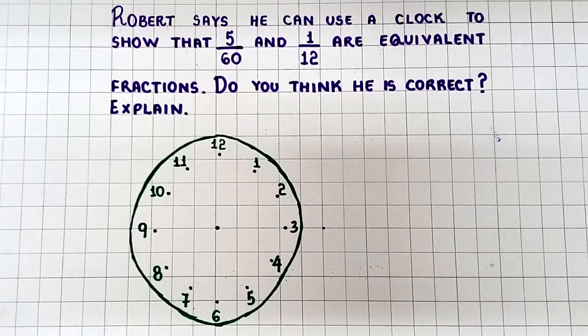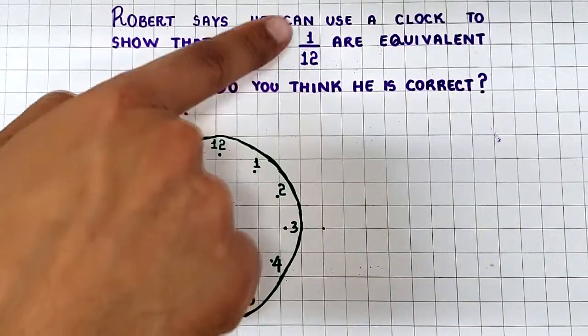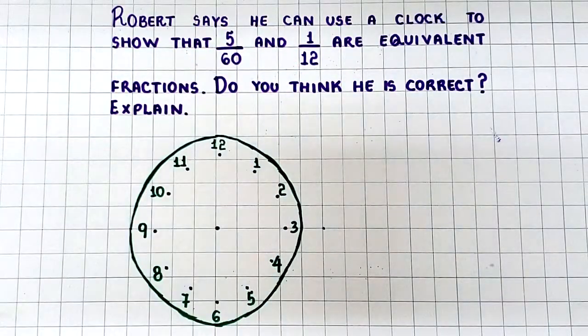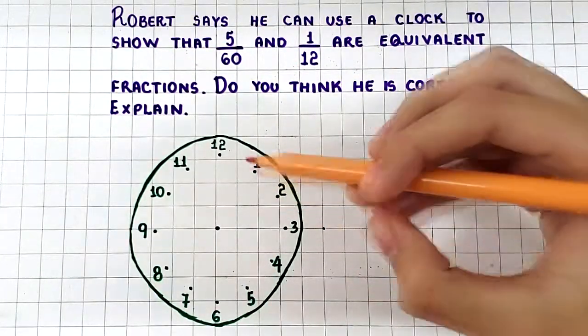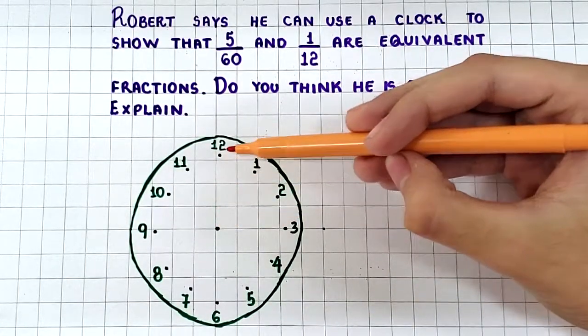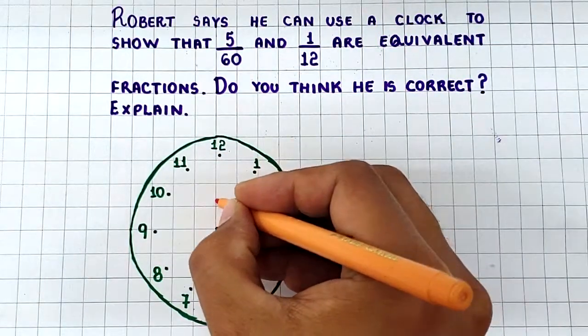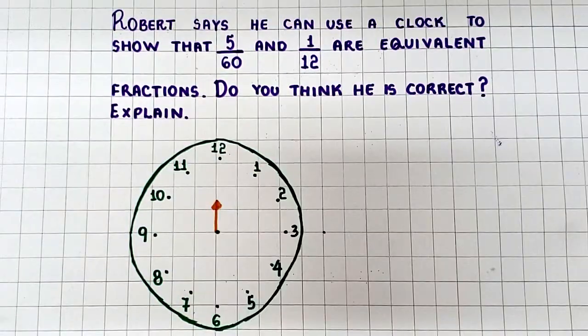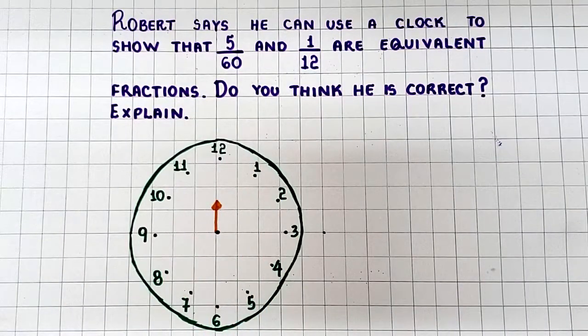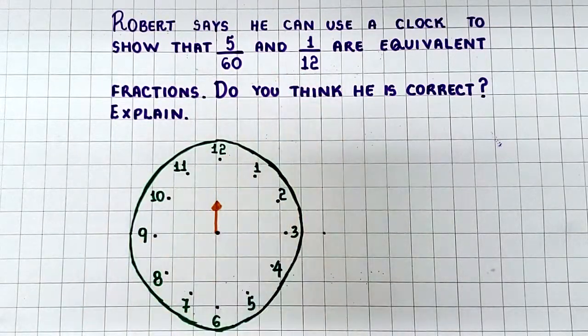Think about the hour's hand. How can we use the hour's hand to represent the fraction 1/12? How can we do that? We can put the hour's hand in the position of 12. Okay, and the minute's hand, let me help you. Like that, right? You see that a clock is divided in how many equal parts? 12. We see that the clock is divided in 12 parts.